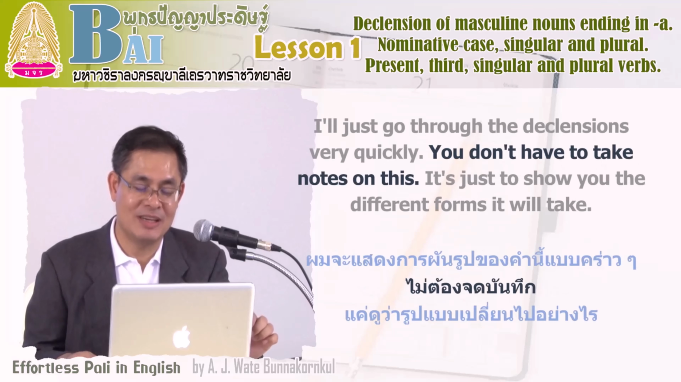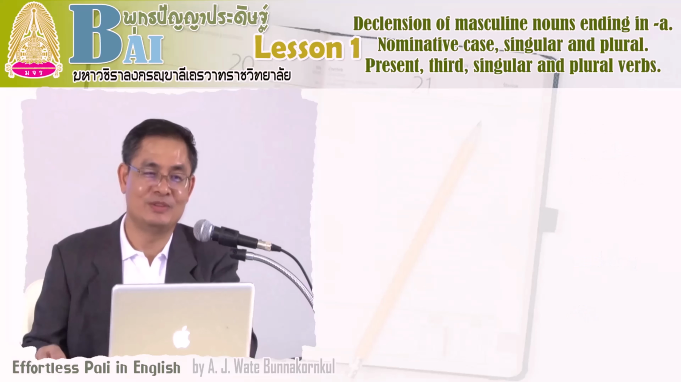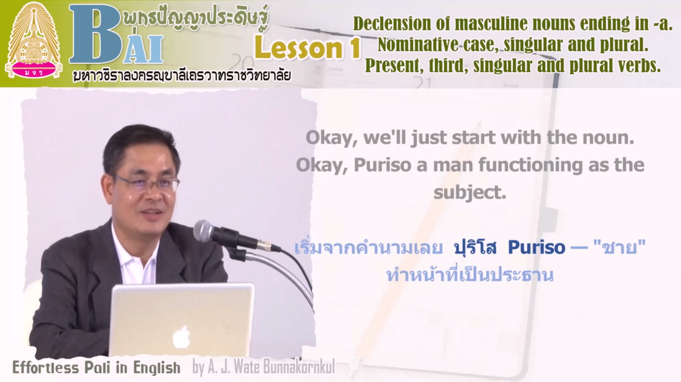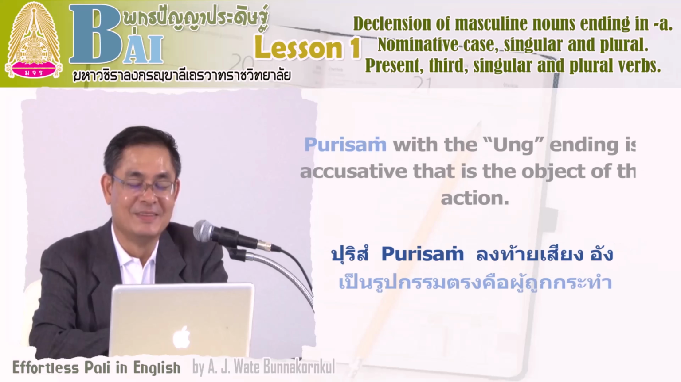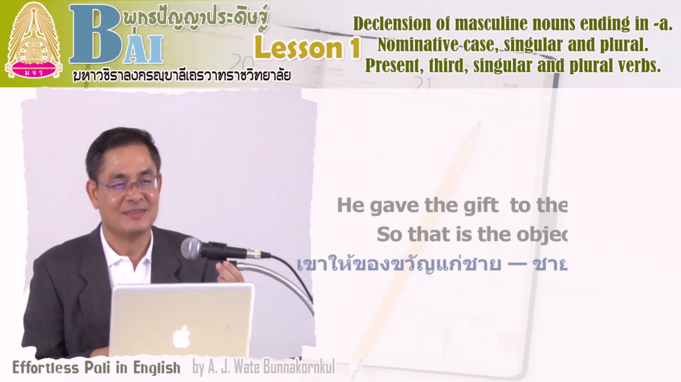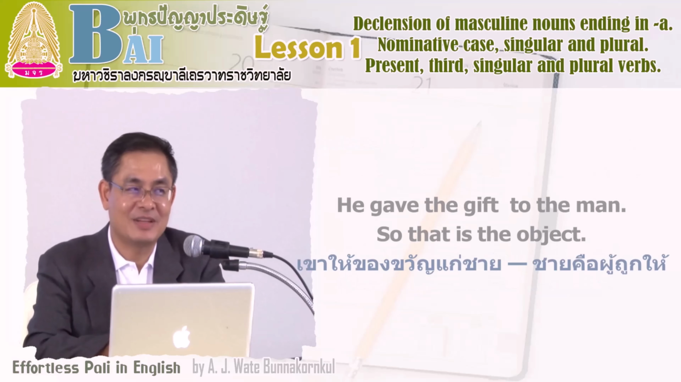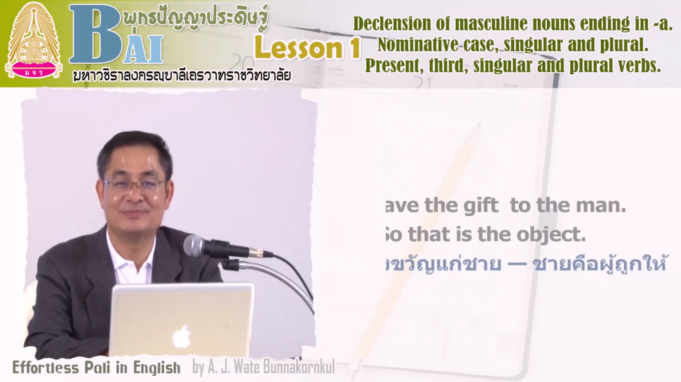I'll just go through the declensions very quickly. You don't have to take notes on this. It's just to show you the different forms it will take. Okay, we'll just start with the noun. Puriso, a man functioning as the subject. Purisam, with the am ending, is accusative. That is the object of the action. He gave the gift to the man. So that is the object.